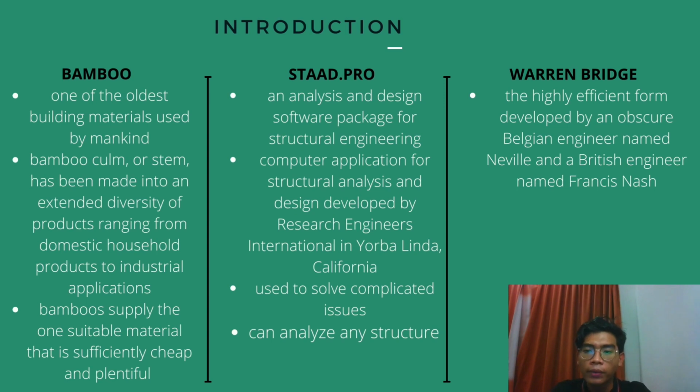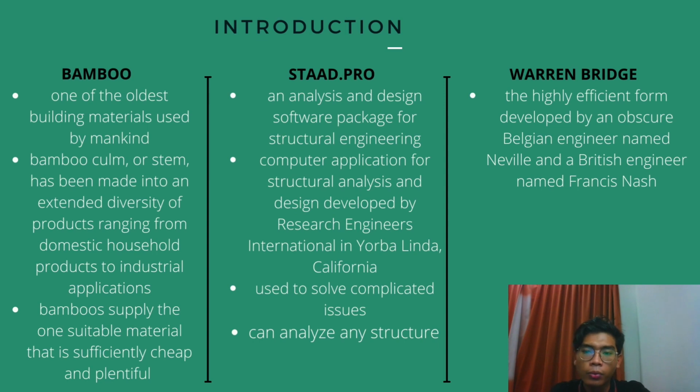So for bamboo, bamboo is one of the oldest building materials used by mankind. The bamboo has been made into an extended diversity of products ranging from domestic household products to industrial applications. Examples of bamboo products are food container, toy, furniture, flooring and more.